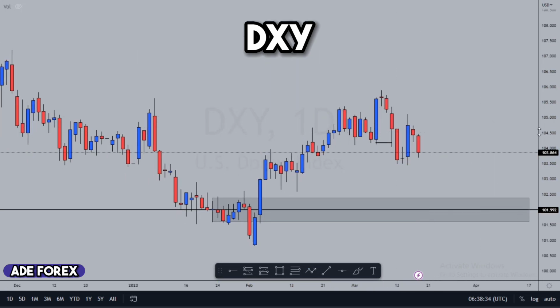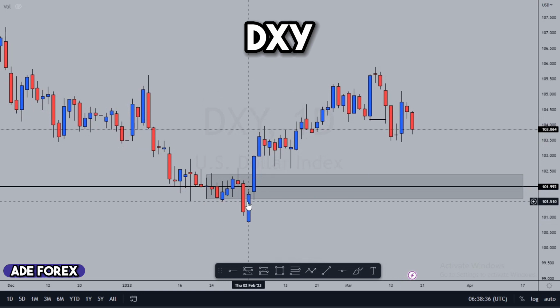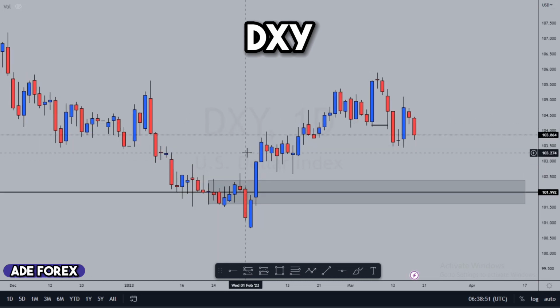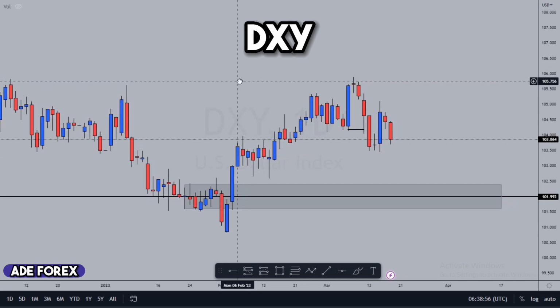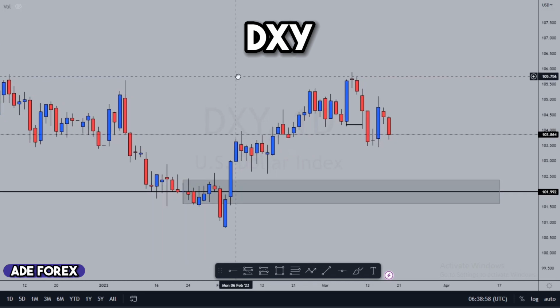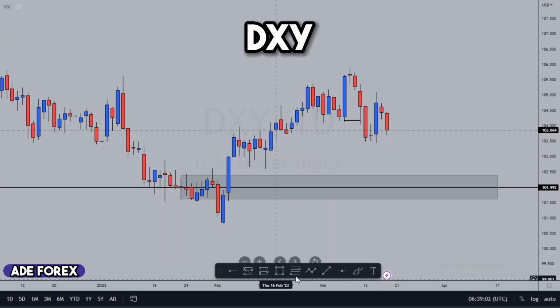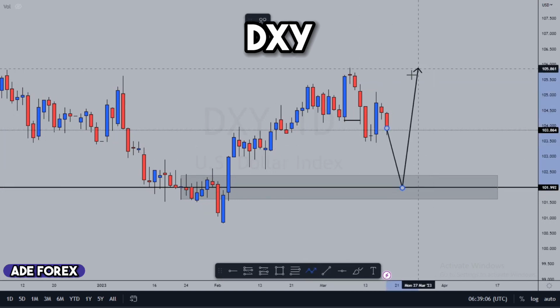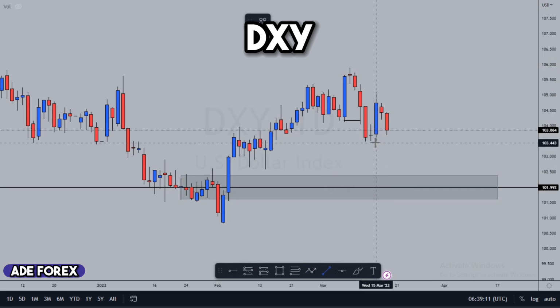Now guys, take note. On the daily time frame, we also have this order block right here. Why do I count it as an order block? Because we have this massive fair value gap that is yet to be mitigated. This imbalance is yet to be mitigated, so it is still very much valid. We can see the market just tank like that.